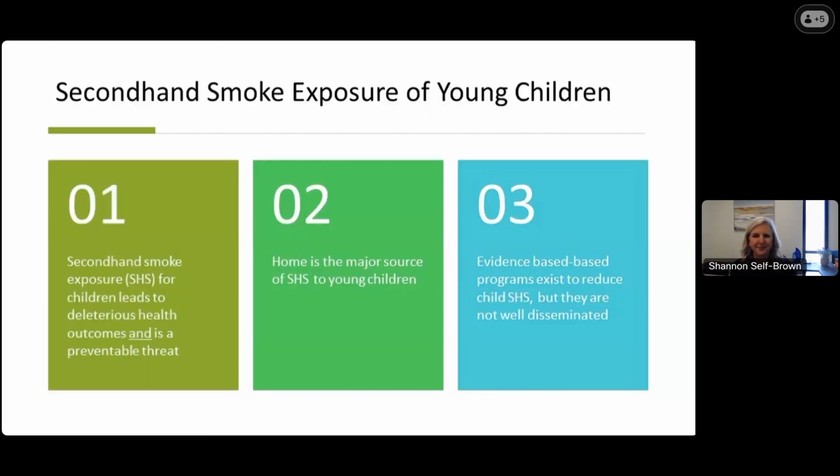Next slide. So to set the stage, secondhand smoke exposure among children leads to poor health outcomes, and it is a preventable health threat. For young children, the most common place to be exposed to secondhand smoke exposure is in the home, and there are evidence-based programs that exist to reduce secondhand smoke exposure, but they have not had the opportunity to be well disseminated.